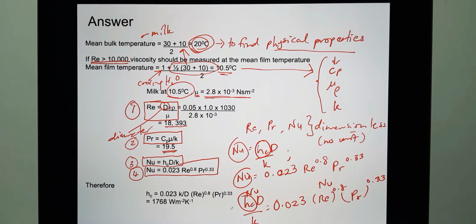So that's why you can see that this equation here has changed to become Hc equals 0.023 times K over D times Reynolds to the power of 0.8 times Prandtl to the power of 0.33. This D and K, you move to the other side because we are looking for the value of Hc. When you calculate the value of Hc, you should be able to get the value of 1768 watt per meter square Kelvin.